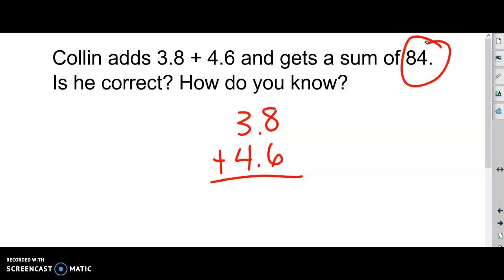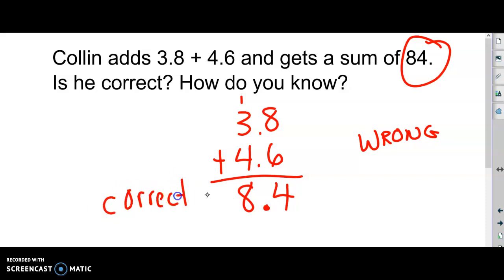Okay, so the answer here is that Colin is not correct. Colin is wrong. And the reason that Colin is wrong is because when you add this, yes, you get an 8 and a 4. However, there's a decimal point. So the correct answer is 8 and 4/10. He did good math of adding his digits. However, if you forget the decimal point when you're adding decimals, you actually have the wrong answer. So 84 is wrong, but 8 and 4/10 is totally correct.